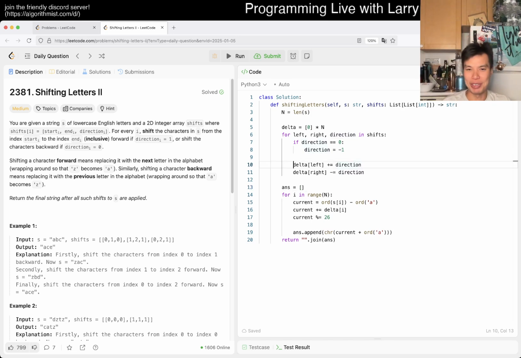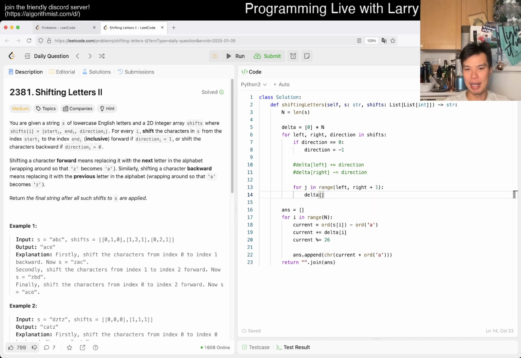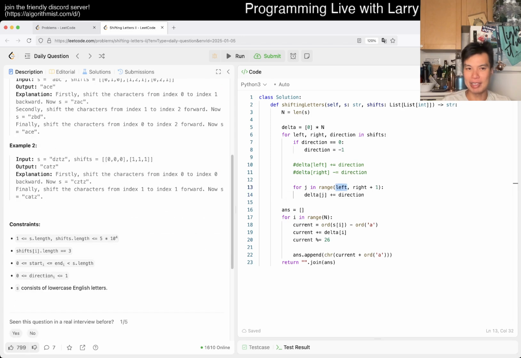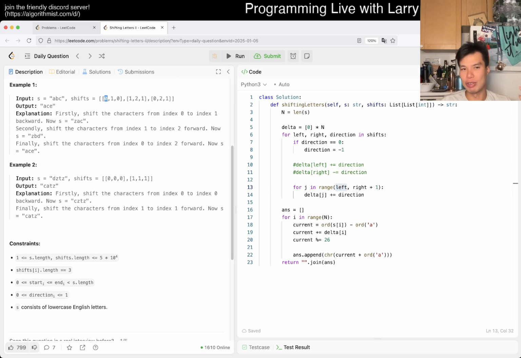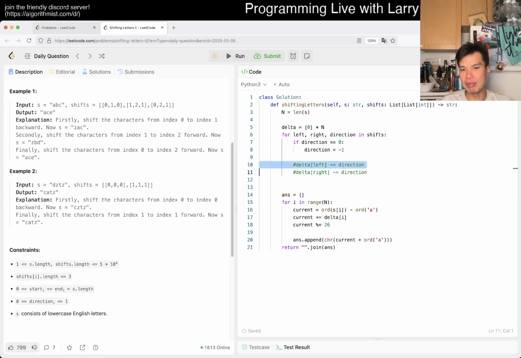In theory, what you want to do is something like for j in range from left to right +1 to be inclusive, delta sub j we add by direction, right? So that would be the way to do it. But of course, this is going to be too slow because the input could be 0 to n-1, and you do it n times, that's n squared. So the idea here is that we only care about the events on the left side and the right side, if you remember the visualization.